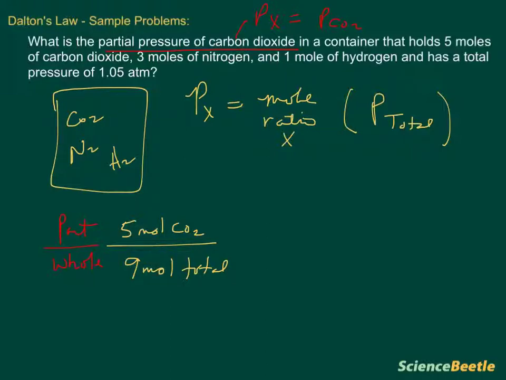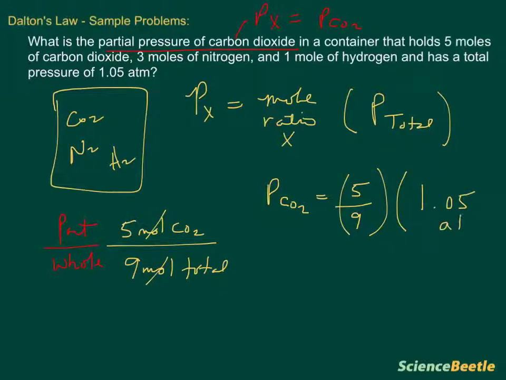When we write this problem, we're going to write P of CO2, because that's what we're trying to find, is equal to 5 over 9. And we don't put the moles because the moles cancel. Then we're going to multiply this by the total pressure, in this particular case 1.05 atmospheres. When we do this multiplication, we take 5 divided by 9, then multiply that answer by 1.05. That'll give us a specific number.